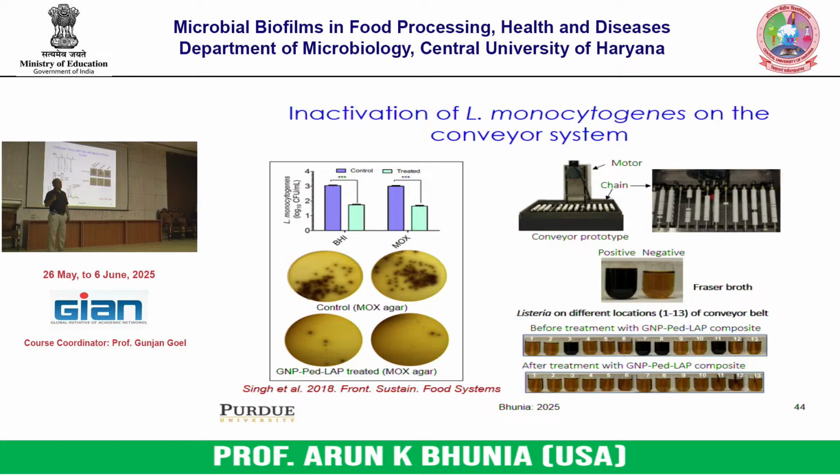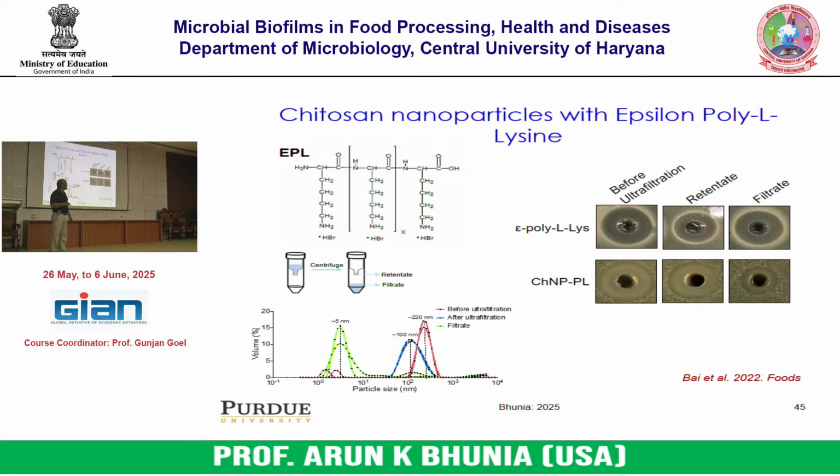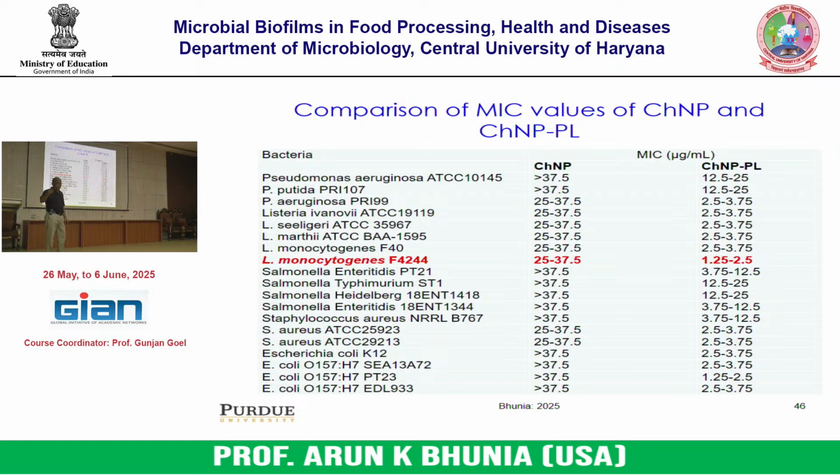Last part, I'm going to talk about the chitosan-based nanoparticle. The student synthesized it and conjugated it with polylysine, and then you tested a chitosan nanoparticle, just the chitosan nanoparticle, versus the one conjugated to polylysine, which is the antimicrobial. We wanted to see if they inactivate microbes. And so you are measuring the minimum inhibitory concentration.